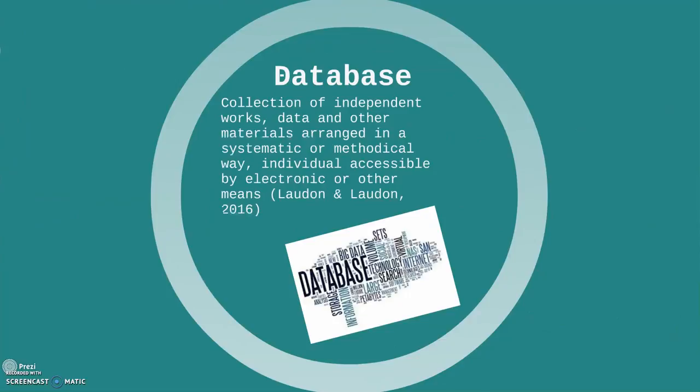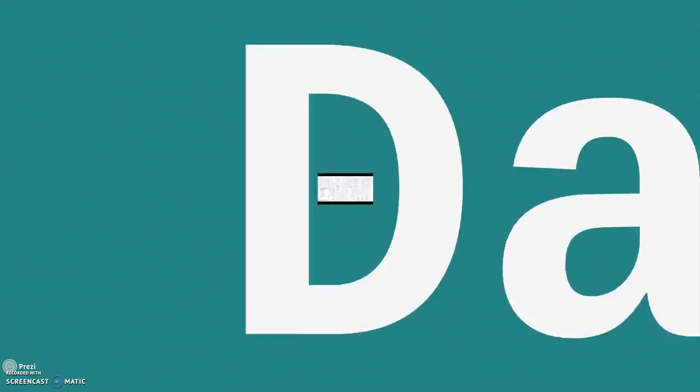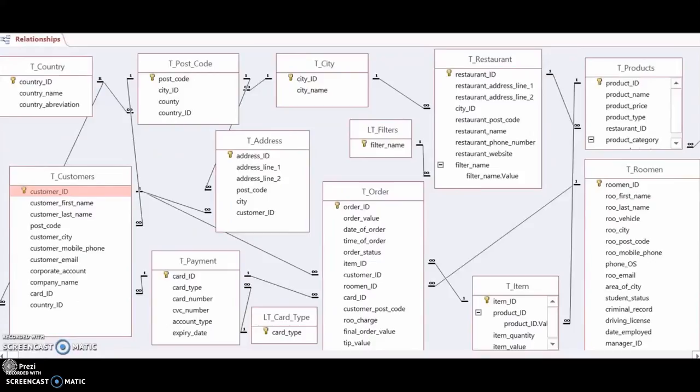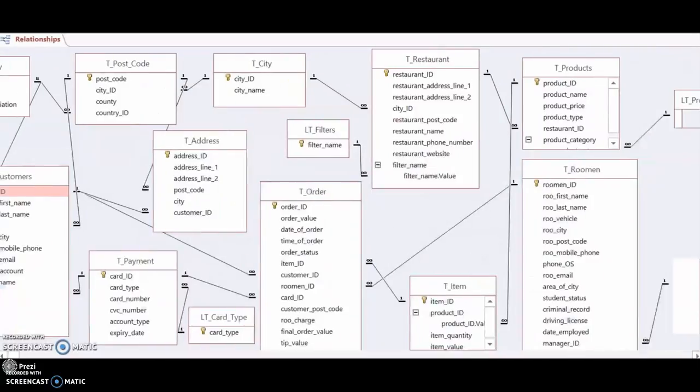A database is a collection of independent works, data and other materials arranged in a systematic or methodical way, individually accessible by electronic or other means. Here you can see the relationships between all the entities in our database. This design matches our entity relationship diagram.